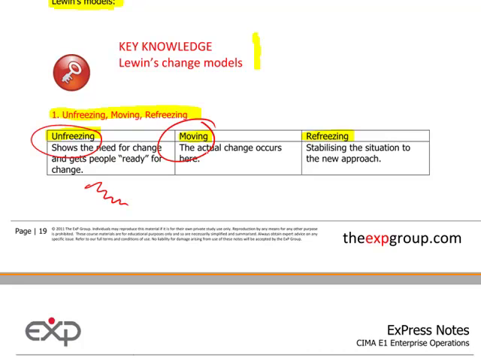Moving is where we implement the new systems. We introduce them. And refreezing is where we make sure what we've changed stays fixed. This could, for example, be introducing some form of performance bonus for the staff. So we're making sure that once they've got the new system up and working, that they're using it, they're working hard at it, and we're rewarding them for their hard work.